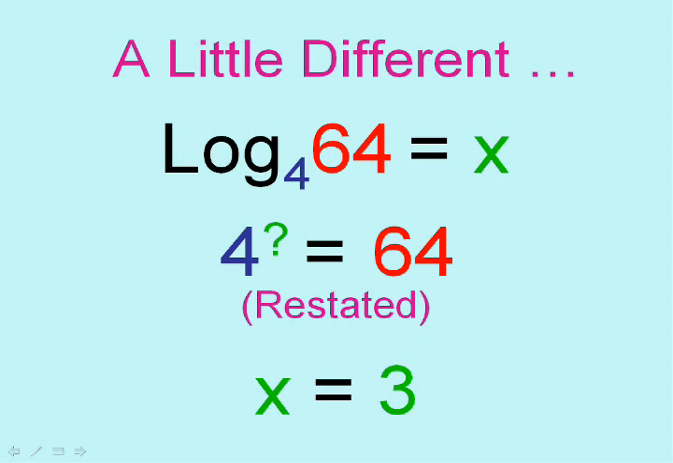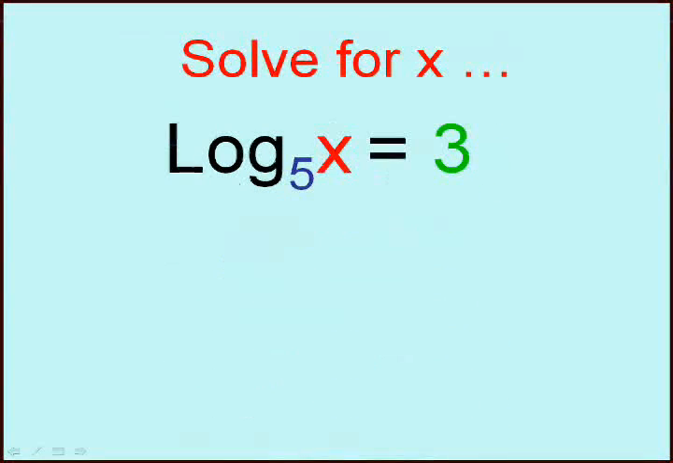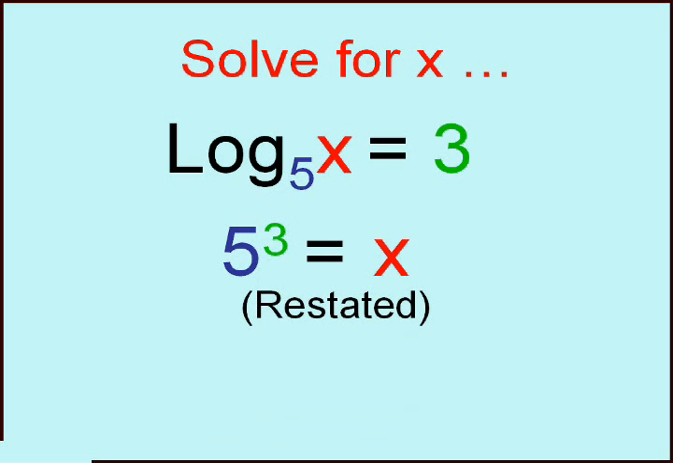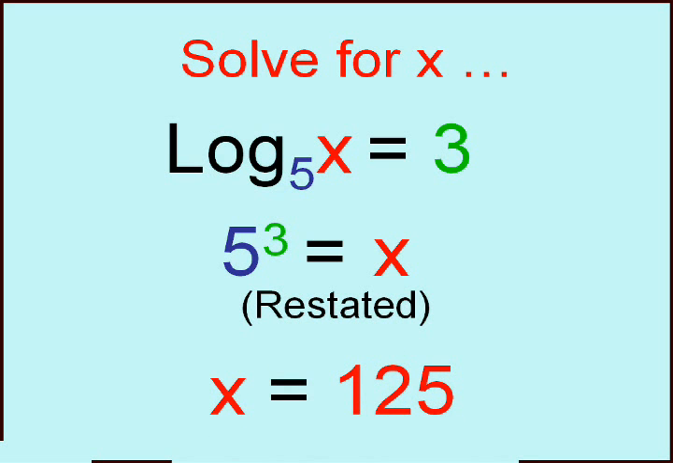Let's switch things around a little bit. We'll still pull the old switcheroo. I'm going to go the base 5 to the what power? Remember that the log is the exponent. So this time we're going to go 5 to the third power equals the number x. Well, what is 5 to the third power? Not too bad if you just restate it using the old switcheroo.